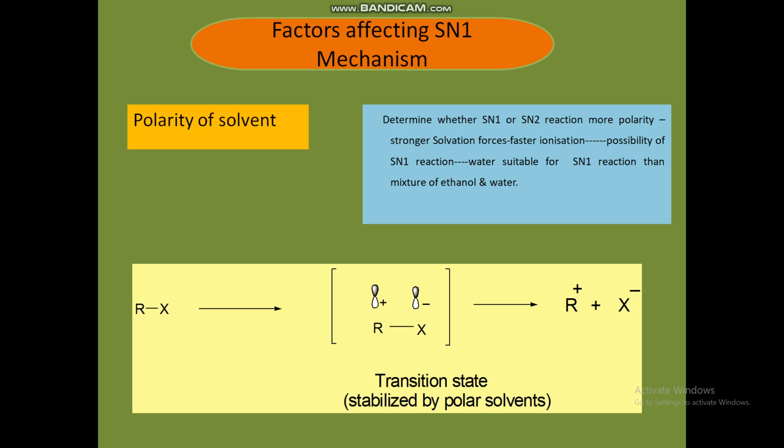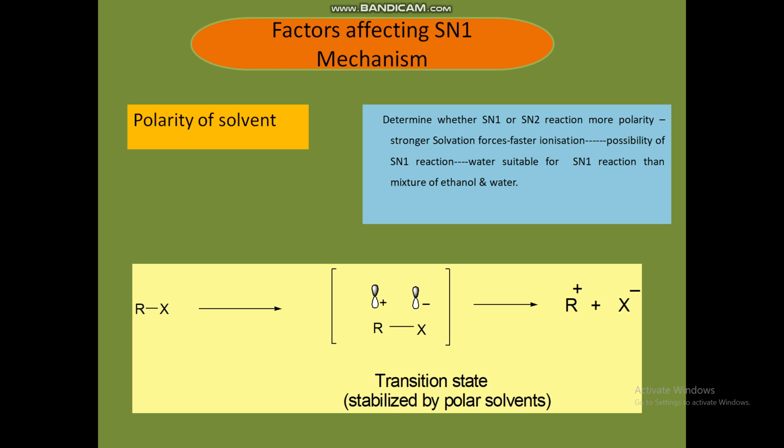For example, pure water, which is much more polar, is better suited for the SN1 reaction than a mixture of water and ethanol. We can use 80% alcohol; water is the suitable solvent for this SN1 reaction. The transition state is more polar than the reactant, so it is more stabilized by solvation in a polar solvent.